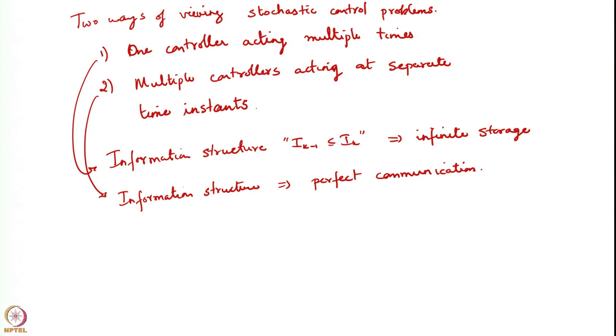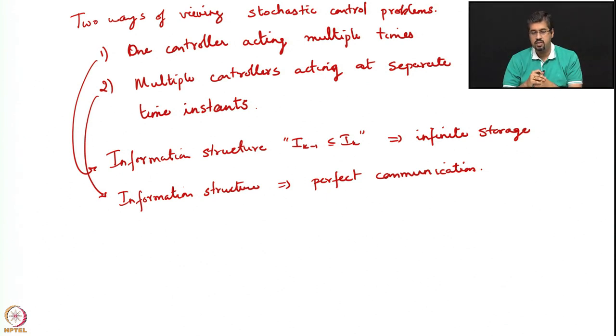So, what has happened as a result of this is that although we mathematically just wrote out one particular problem and made a certain assumption about the information structure, it turns out we have not really thought very carefully about how this problem actually is physically getting implemented. If this problem involves a single controller, then our assumption implies that single controller has infinite memory. If this problem involves multiple controllers acting at separate time instants, then our assumption is tantamount to assuming that we have perfect communication, right.